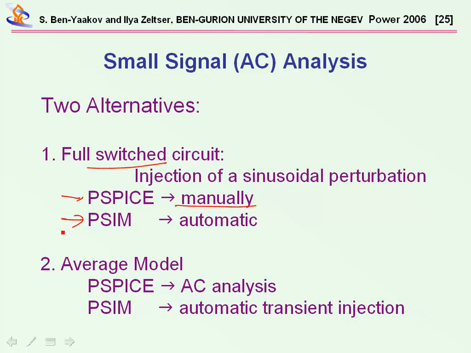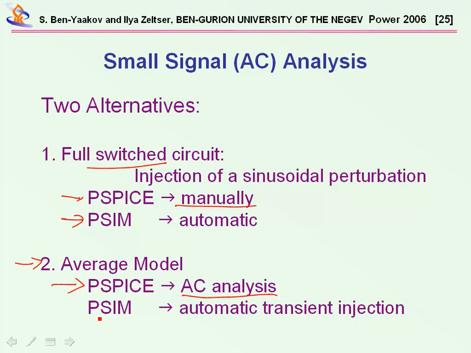Another way, of course, is to use average modeling, and this is an approach that we have been working on at Ben-Gurion University for many years now. And with an average model, you are actually looking only at the low frequency phenomena. You don't look at the high frequency, you don't look at the switching. And in the case of PSPICE, you would then use AC analysis. That is an analysis that will actually do linearization around the operating point.